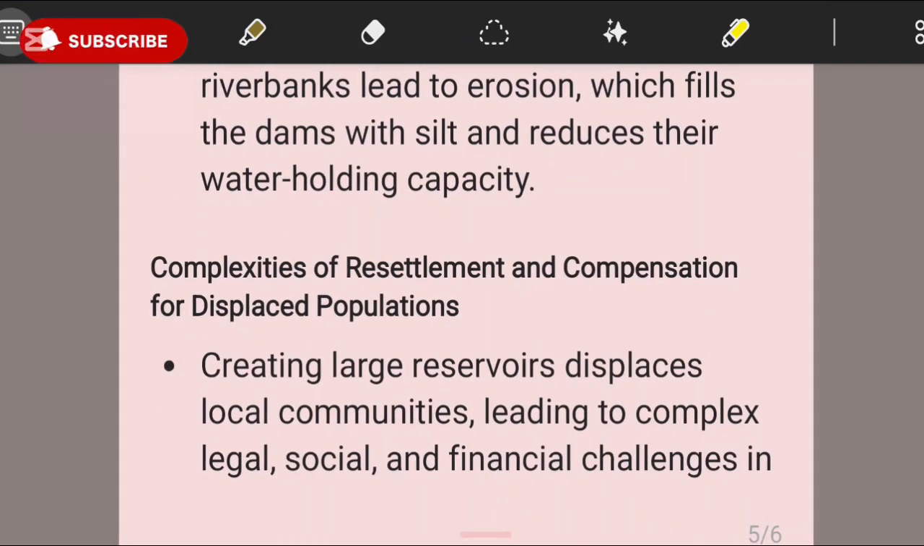And the last one is complexity of resettlement and compensation for displaced population. What the point is saying, when building or creating large reservoirs which can help the nation, it leads to displacement of people, and even the country paying compensation for people that we are taking their land to build the reservoirs. This is also another challenge that is confronting us.